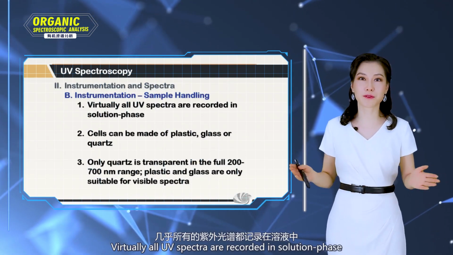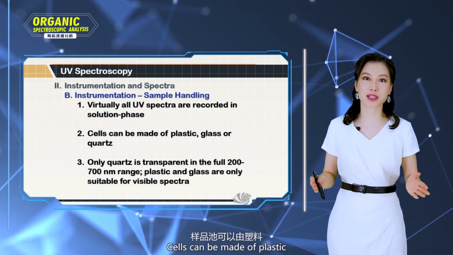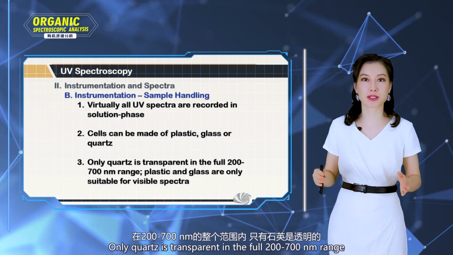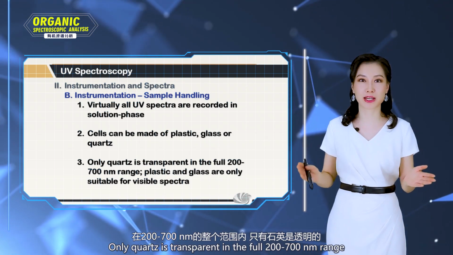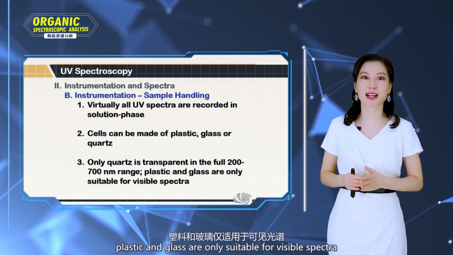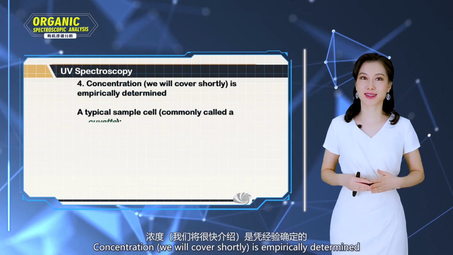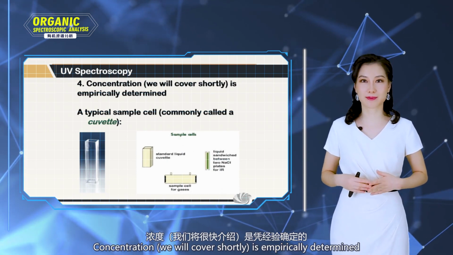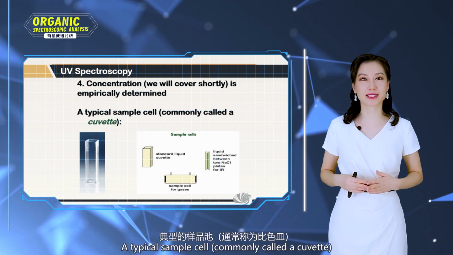Virtually all UV spectra are recorded in solution phase. Cells can be made of plastic, glass, or quartz. Only quartz is transparent in the full 200 to 700 nanometer range. Plastic and glass are only suitable for visible spectra. Concentration, which we will cover shortly, is empirically determined. A typical sample cell is commonly called a cuvette.